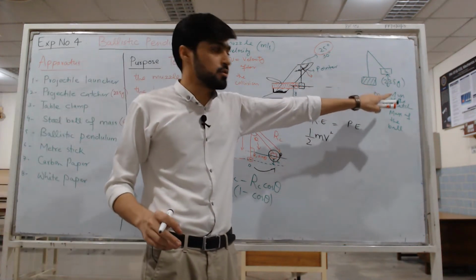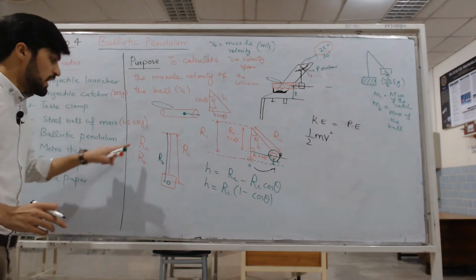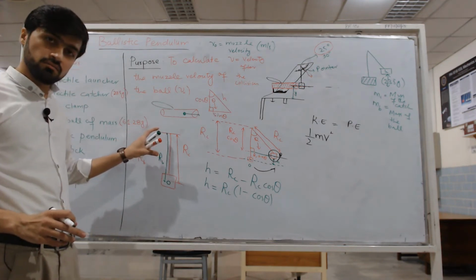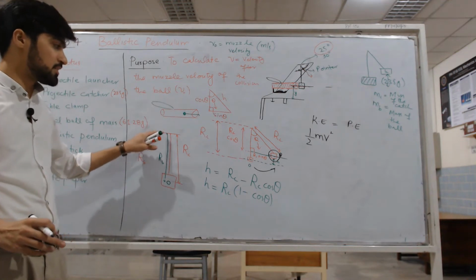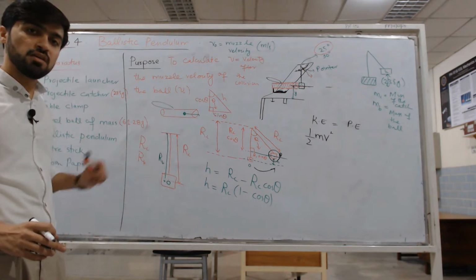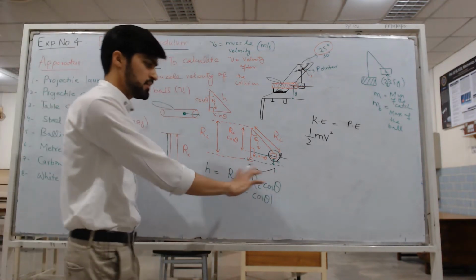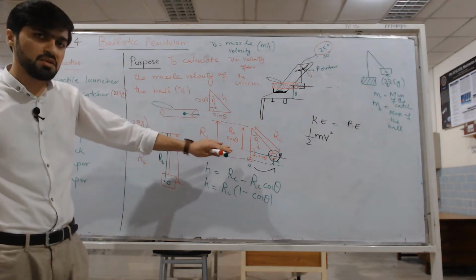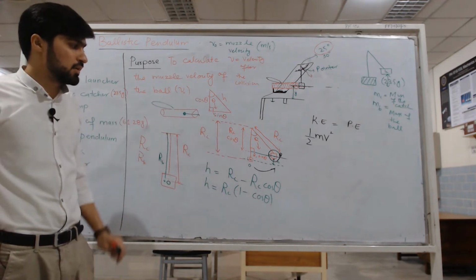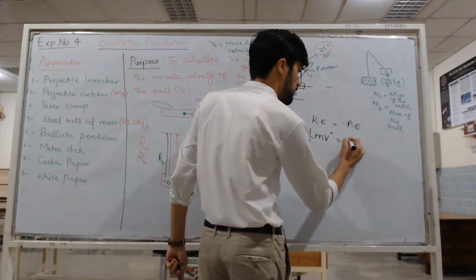mc is for the mass of the catcher, mb is for the mass of the ball, and what else? rc is for the distance from the fixed position to the center of the catcher, and RB is the distance from this fixed position to the center of mass of the ball. So you should be clear about these things, and we have calculated this from the right angle triangle. By looking at the figure, we can just pick our required things. So this is half mv square, and this is equal to mgh.